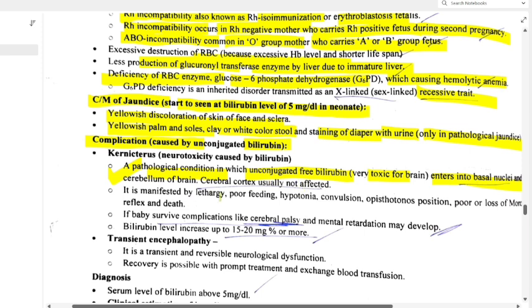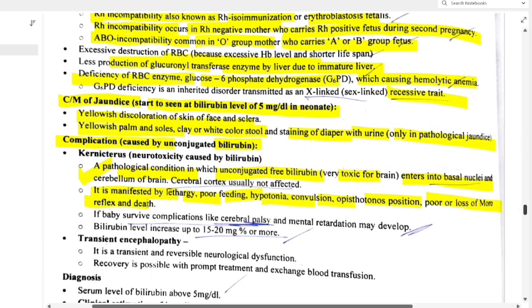Okay, it is clear. Then it is manifested by lethargy, poor feeding, hypotonia, convulsion, opisthotonos position, poor or loss of motor reflex, and death can also happen. Reflexes we will study in later classes, so for now you listen to this.